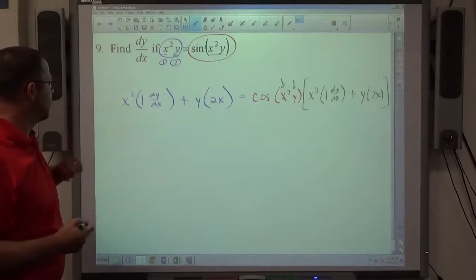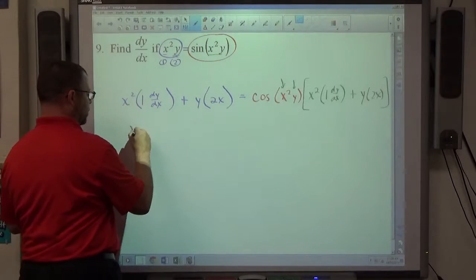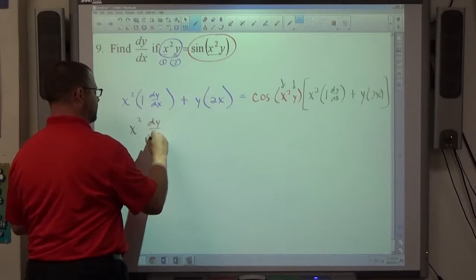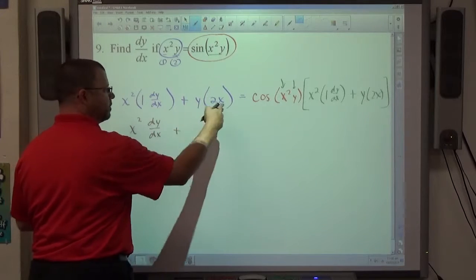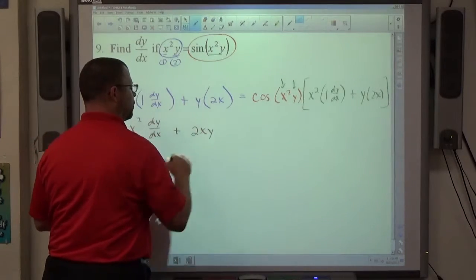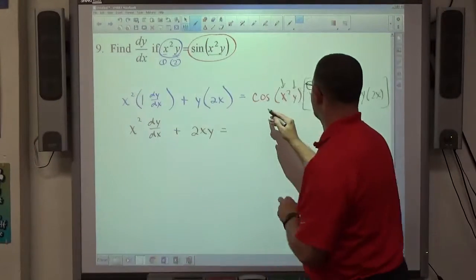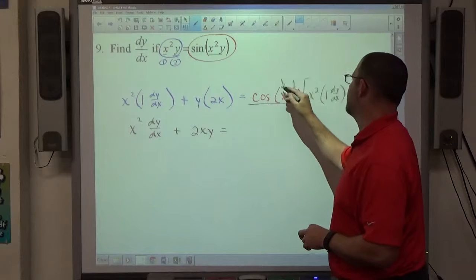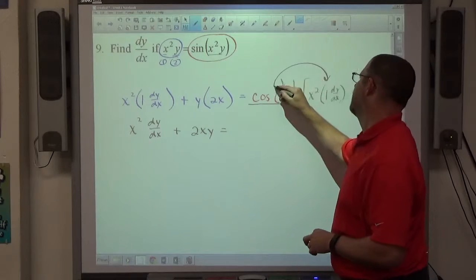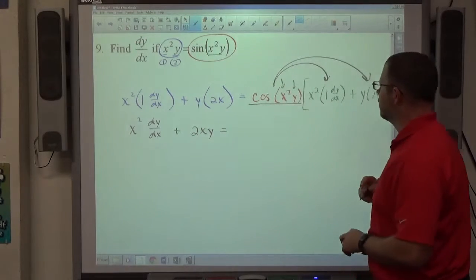All I can do to make this any prettier is just combine it together, get x squared dy/dx. And this will be 2xy. I always like numbers in front. I like alphabetical order. What's happening here is I've got cosine of x squared y. This is one whole object being multiplied by this and by this. So a distributive property is going on.